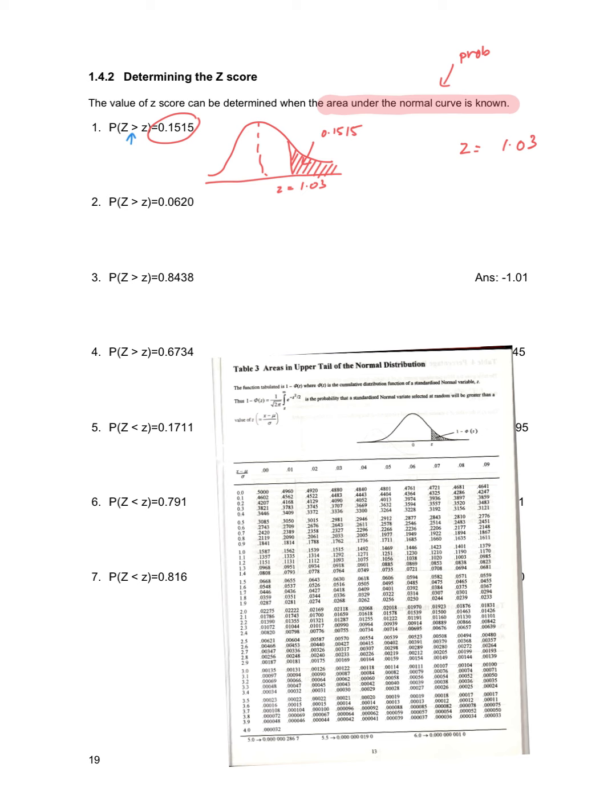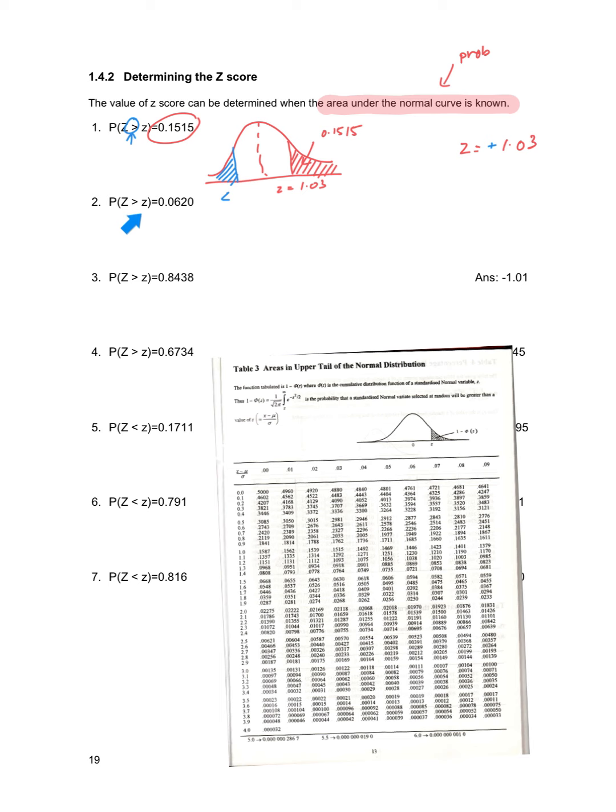Sebab apa? Macam mana kita boleh tahu? Sebab tengok sign dia kat sini. Sign dia greater, and then the probability value dia tak sampai pun 0.5. So dia tak mungkinlah sebelah kiri. Dia tidak mungkin berada di sini. Kalau kat sini tanda dia mestilah less than, tapi yang ni dia more than. So dia tak boleh jadi negatif lah. So jawapan dia adalah positif 1.03.